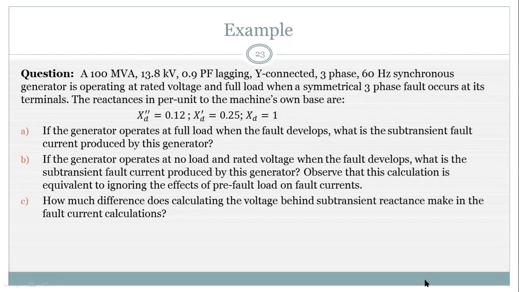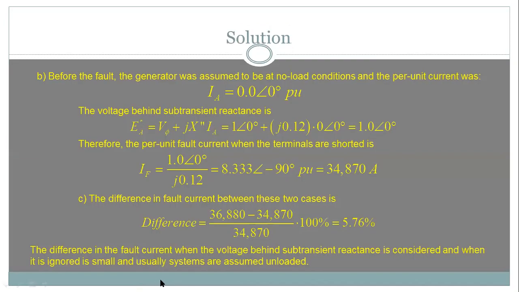And the third question is: how much difference does calculating the voltage behind subtransient reactance make in the fault current calculation? So what is the difference actually? It is the no load to full load current difference. Here the full load current is greater compared to no load, so it is full load minus no load, divided by no load, times 100%. So the difference is 5.76%. Here in our question, only the subtransient current has to be calculated, because the question asks for the subtransient current and the difference between no load and full load in the subtransient condition.